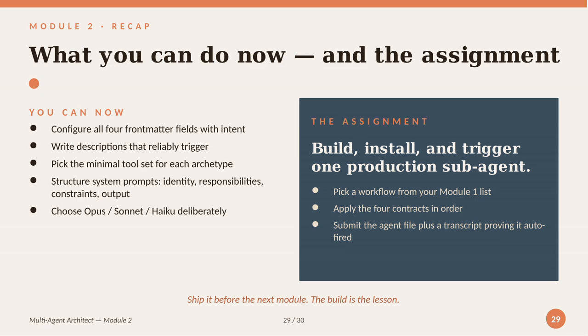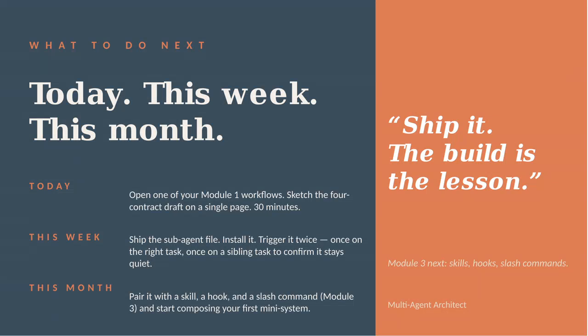The assignment for Module 2 is the same as the curriculum says. Build, install, and trigger 3 concrete actions. 3 time horizons. Pick the level you can commit to. Today. Open one of your Module 1 workflows. Sketch the 4 contract draft on a single page. Just the 4 contracts. Frontmatter, description, tools, system prompt. 30 minutes. Don't ship anything yet, just put the pieces in front of you, so you see the shape.